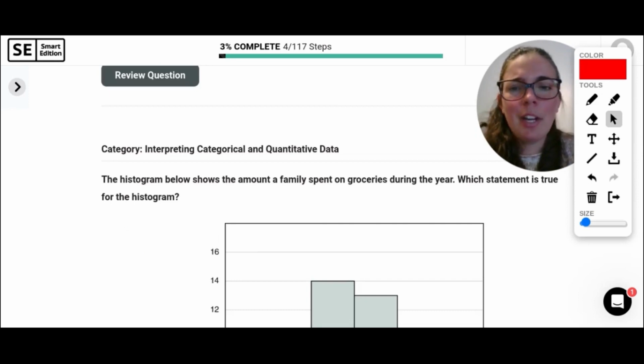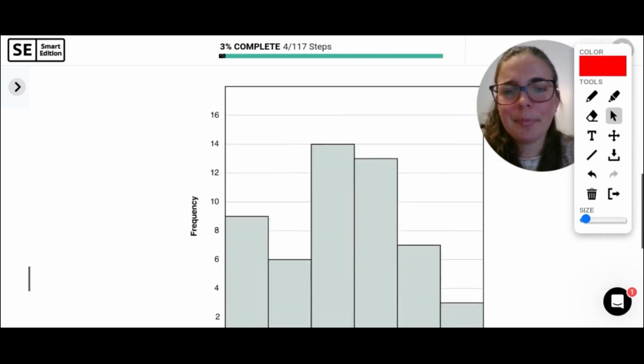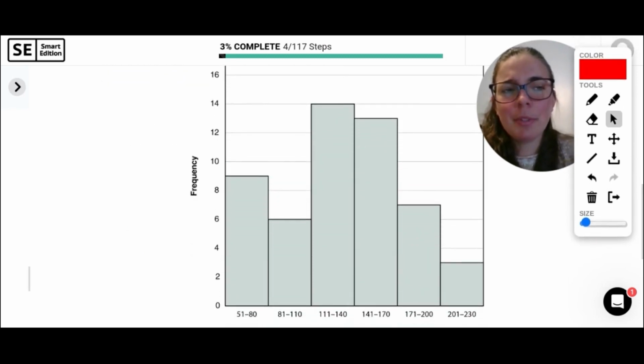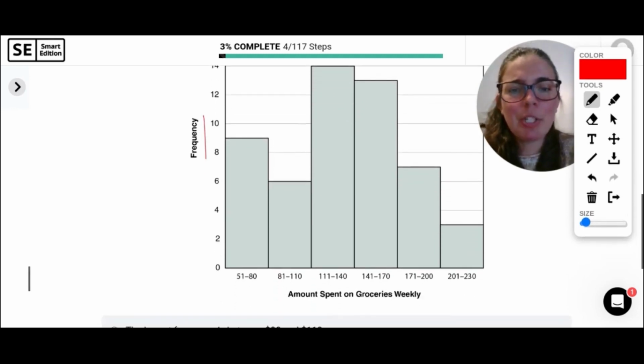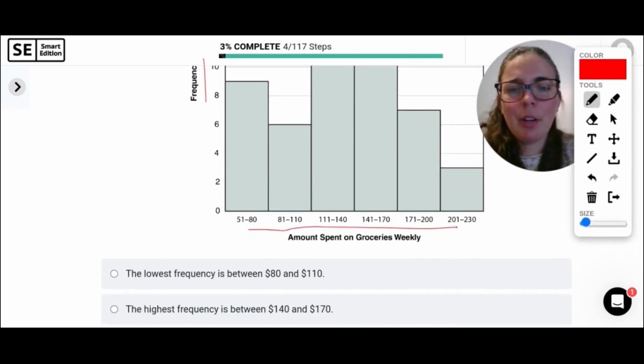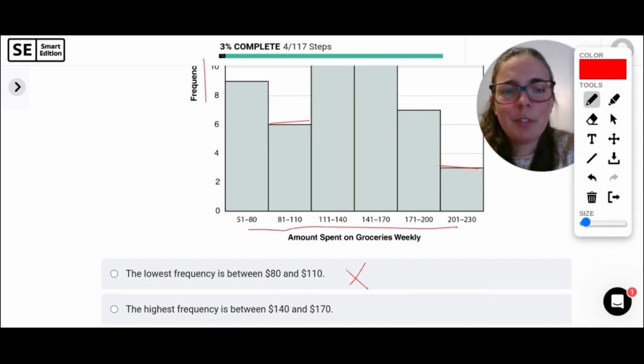All right, the histogram below shows the amount a family spent on groceries during the year. Which statement is true for the histogram? We have a histogram with the frequency here, and how much they spent on groceries on the bottom. Let's look at our options and see which one matches. The lowest frequency is between 80 and 110. That would be here, but I noticed there is a lower frequency actually from 201 to 230. So that one does not work.